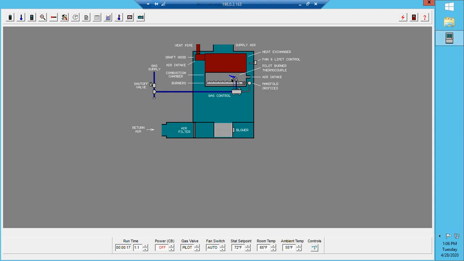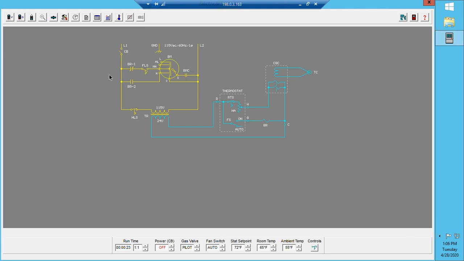So we've got to look around. We could look at our wiring diagram. Right, we've got our circuit breaker. We've got our blower relay. We've got a fan limit switch. We've got our burner motor. Got our burner motor capacitor. Okay, so that's one line of our diagram.